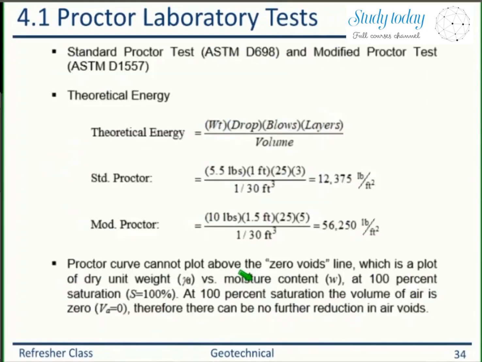Theoretical energy means energy being imparted. Theoretically, you can relate it to this theoretical energy: weight of the hammer, height of the drop of the hammer, number of blows per layer, and number of layers, and the volume of the mold remains the same. See? Okay. So theoretical energy is this. Actual energy is this. So if you design a different type of Proctor mold with different hammer and different lift, in that case, what was the energy being imparted, you can calculate by using this equation. That's why it's called theoretical energy.